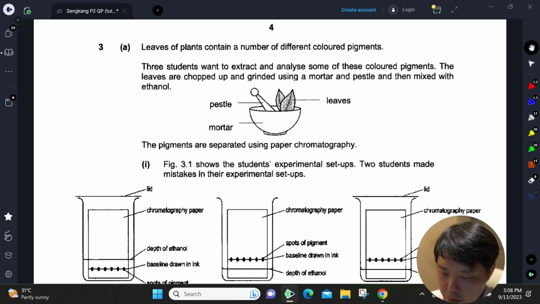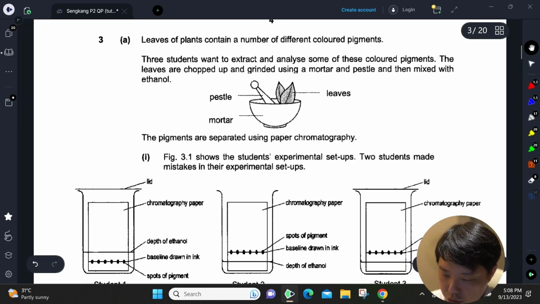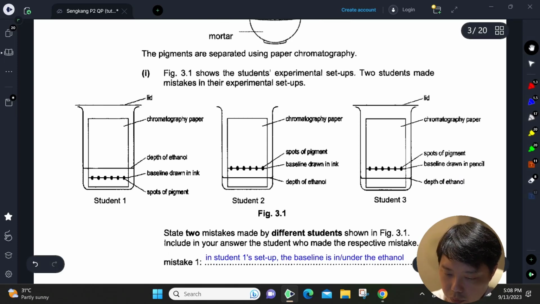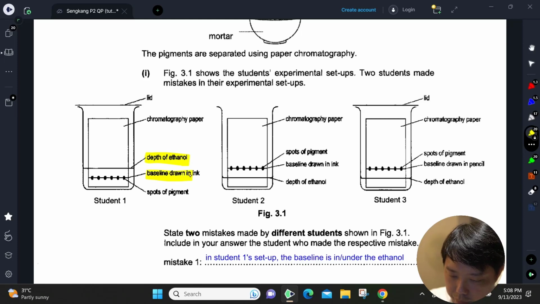So this question is about paper chromatography. It shows the student experimental setup. Two students make mistakes in their experimental setup. So you can see out of the 3 setups, 2 are wrong. If you just scan through, you realize that the depth of ethanol is above the baseline, with those spots of pigment, which is kind of dumb, because then the solvent will dissolve all the pigment into solution. Then you cannot have chromatography going on.